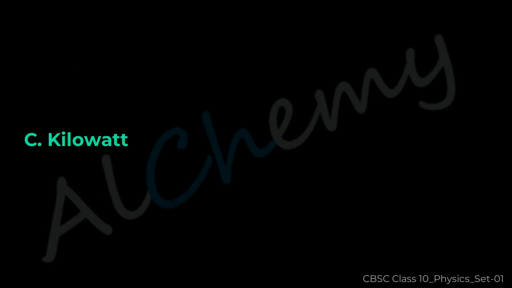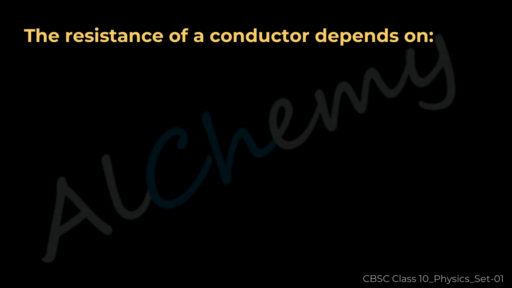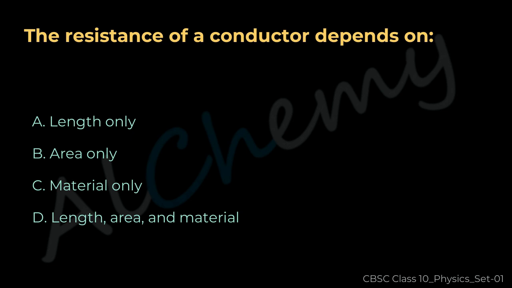The correct answer is C. Kilowatt. Question 32. The resistance of a conductor depends on A. Length only. B. Area only. C. Material only. D. Length, area, and material.